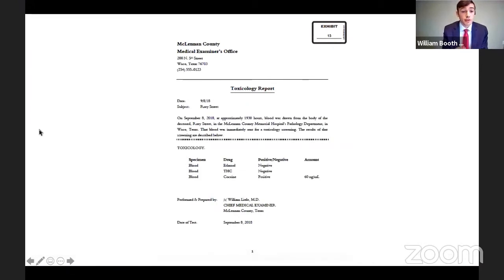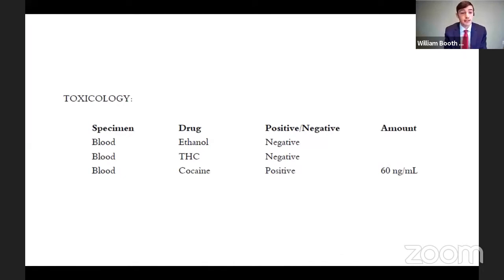Your Honor, we would like to note for the record that on September 8th, 2018, 1930 hours, a blood sample was taken from the body of Rory Street and sent for a toxicology screening. The results of that screening showed that Rory Street tested positive for 60 nanograms per milliliter of cocaine. Ms. DiGiuseppe, can we now, actually, Your Honor, permission to display Exhibit 18, that is Spencer London's expert testimony, and it's already in evidence. It's been admitted.